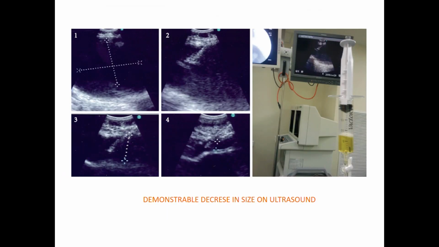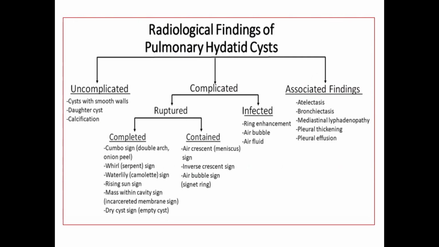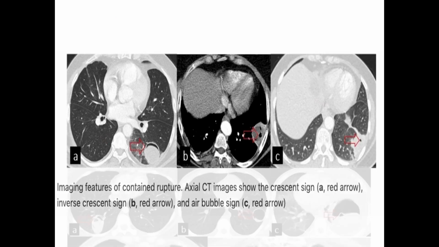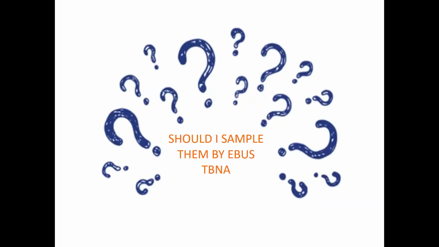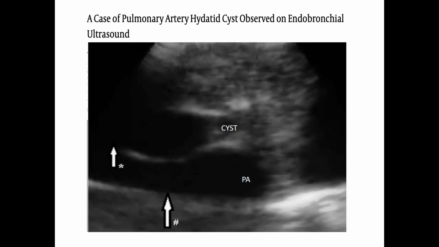Now, cystic lesions with extrathoracic manifestation, one is the hydatid cyst, second is the lymphoma rarely, third is the bronchogenic cyst with no extrathoracic issues. Hydatid cyst rarely involves the mediastinum, and probably is the cyst which we should not target via EBUS TBNA. So, should I sample them by EBUS TBNA? As I already told, this is a case of pulmonary artery hydatid cyst which was observed on the EBUS TBNA, and where we can clearly see.